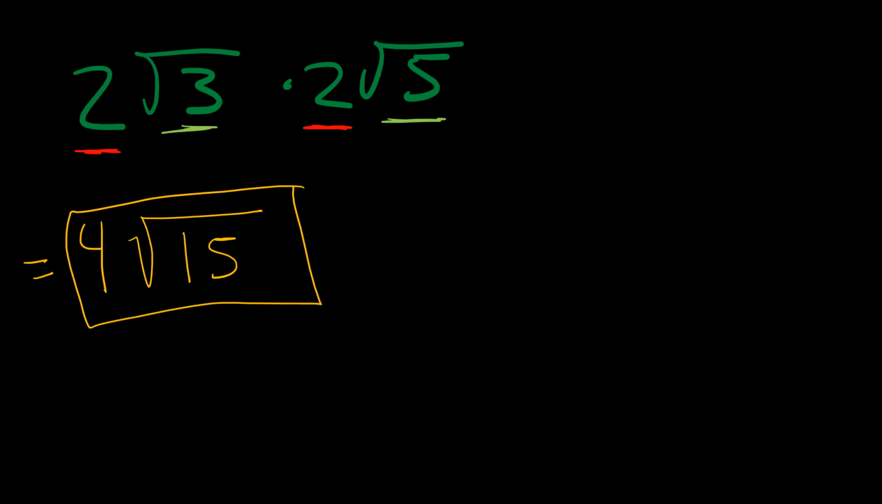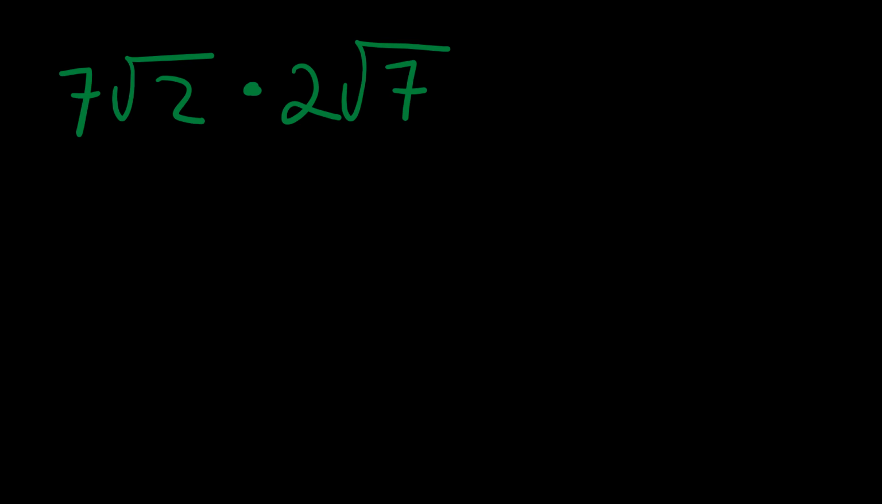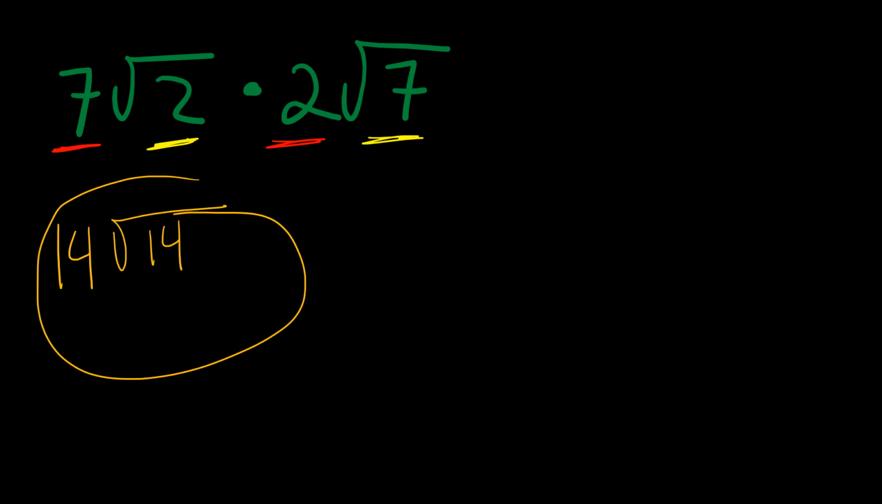Let's do another problem. Awesome. So we have 7 root 2 times 2 root 7. So the first thing I do is multiply the coefficients. 7 and 2 gives me 14. And then I multiply together the radicals, the root 2 and the root 7. And that also gives me 14. And that's the answer, because 14 only breaks down into 7 and 2.